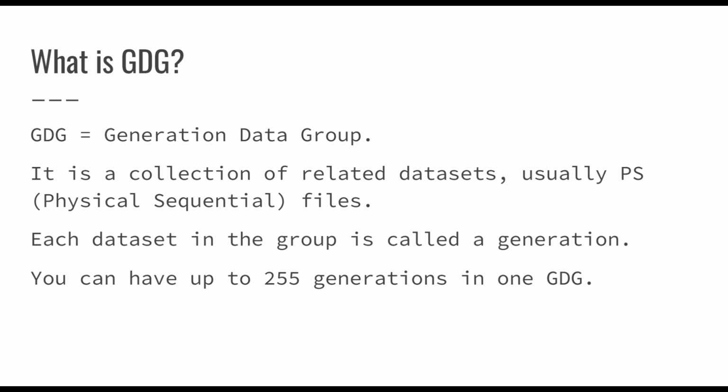What is GDG? GDG stands for Generation Data Group. It is a collection of related datasets, usually PS files, which are physical sequential datasets. Each dataset in the group is known as a generation. You can have up to 255 generations in a single GDG.